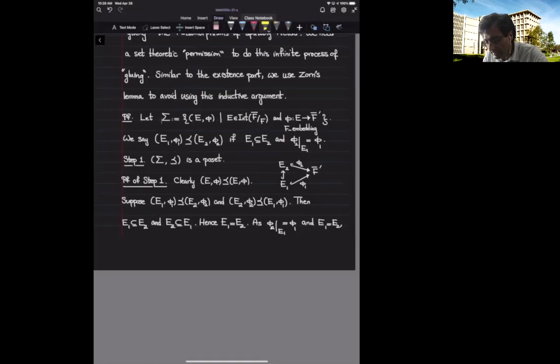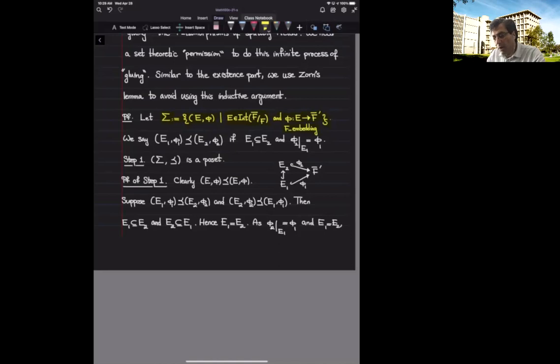Let sigma be the set of all the intermediate subfields of f bar over f, coupled with f-embeddings of those fields into f bar prime. Notice that this set itself is not empty, because f comma identity, the identity map of f, or embedding of f into f bar prime, is an element of sigma. So sigma is a non-empty set. It does contain at least one element, which is f comma the embedding of f into f bar prime.